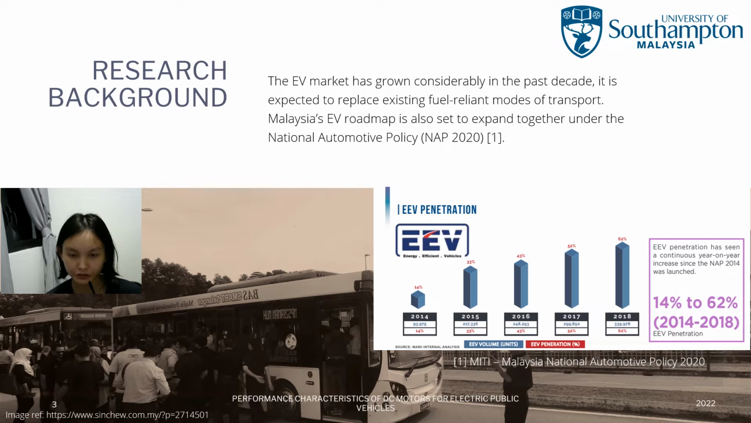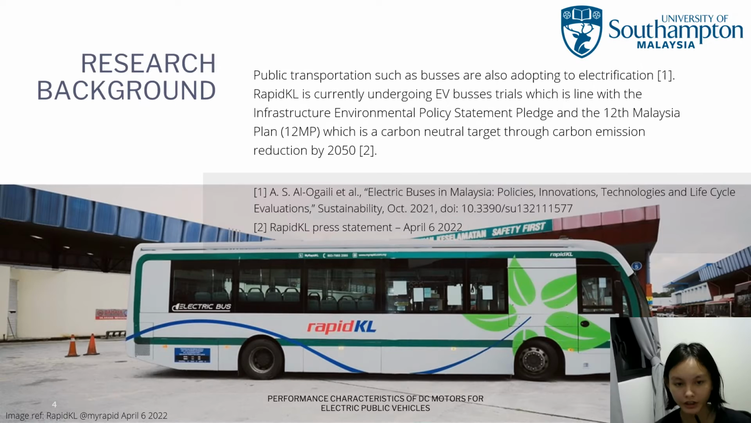To start, this title was chosen in respect to the increasing growth of the electric vehicle market, EV for short. The graph on the right shows the growth of energy-efficient vehicles from 2014 to 2018. And it is expected to grow even more with the expansion of Malaysia's EV roadmap under the National Automotive Policy of 2020. We also see EVs proliferating in the public transport sector. A very recent example will be Rapid KL introducing trials for EV buses, which is in line with the 12th Malaysian Plan targeting carbon emission reduction by 2050.